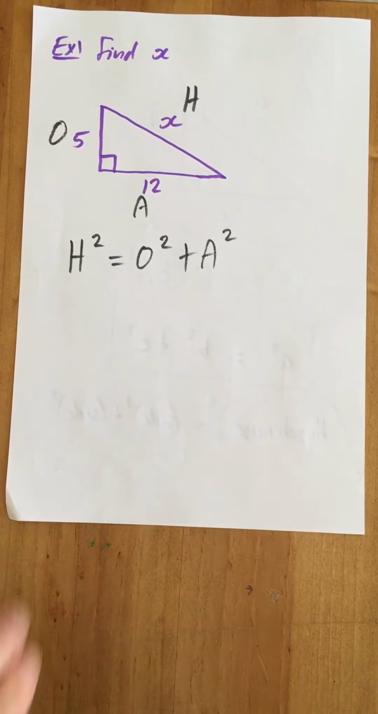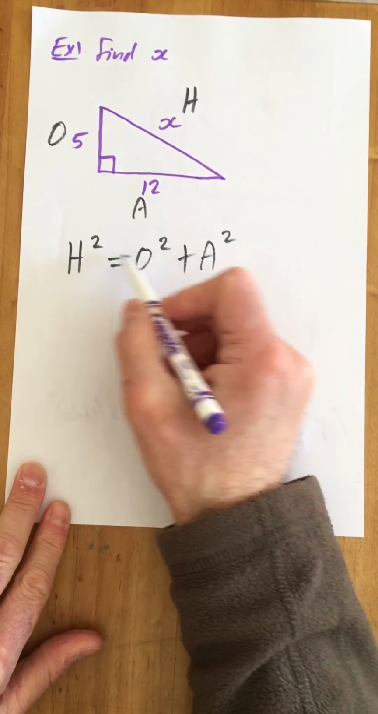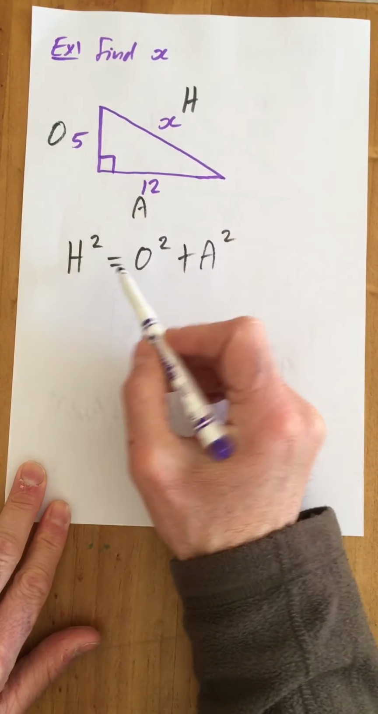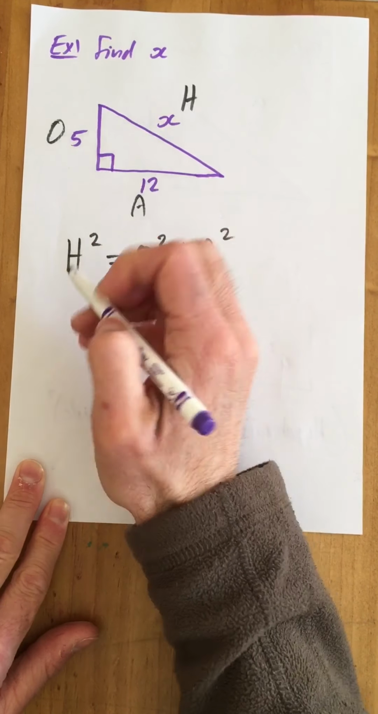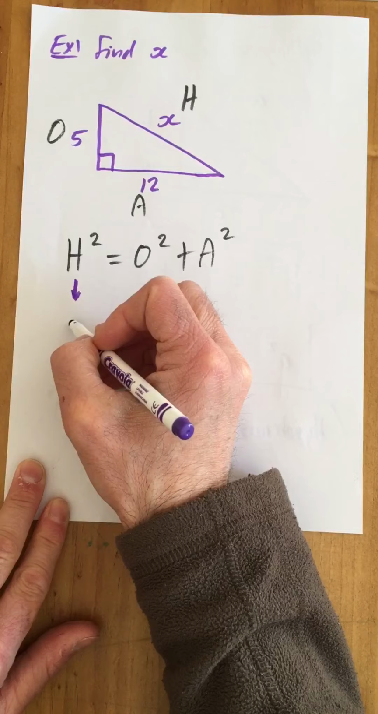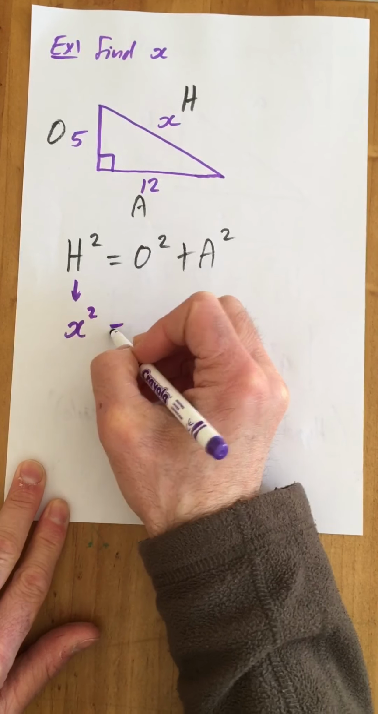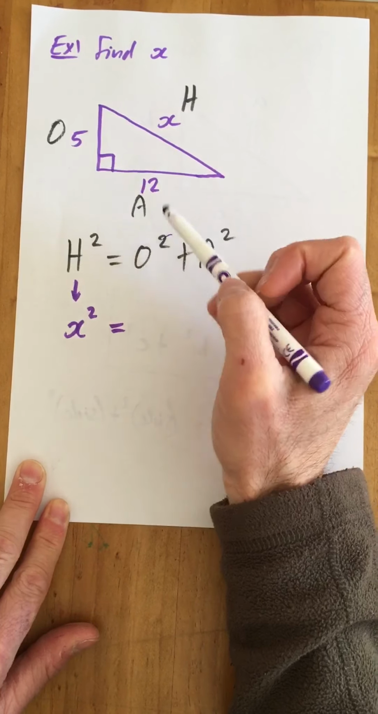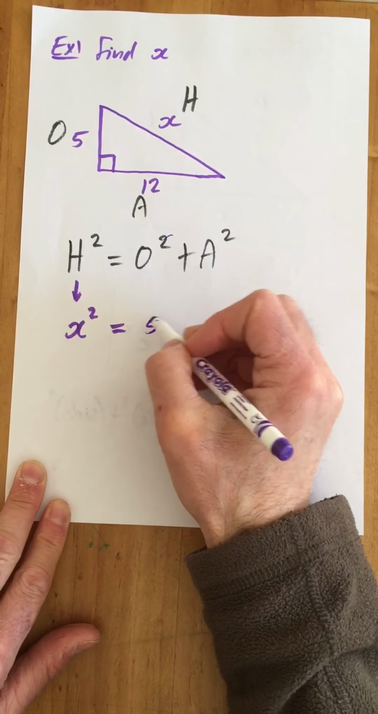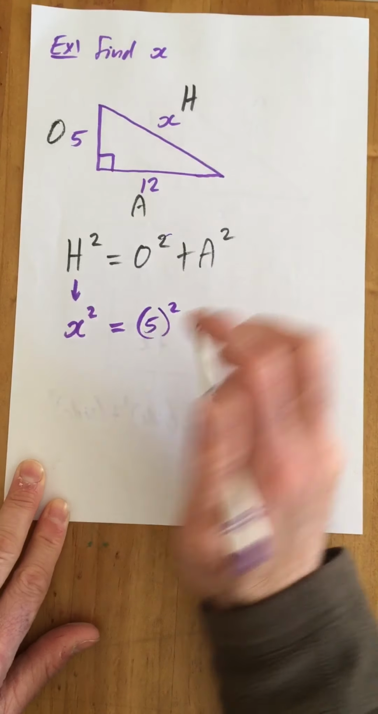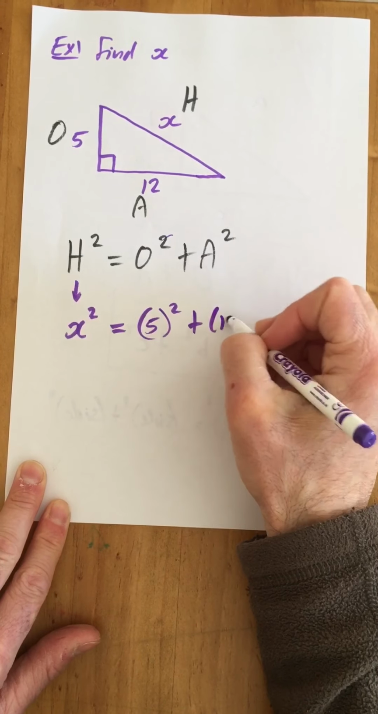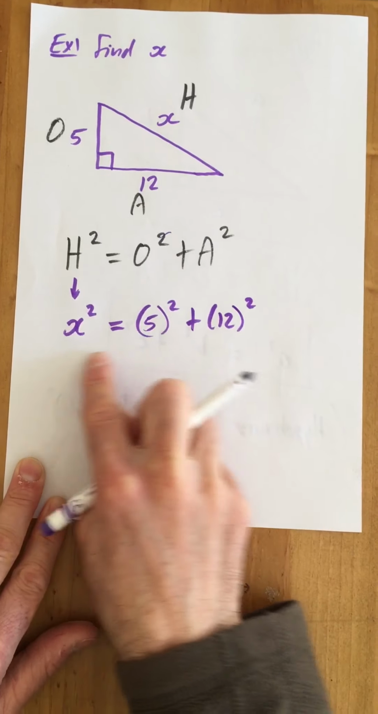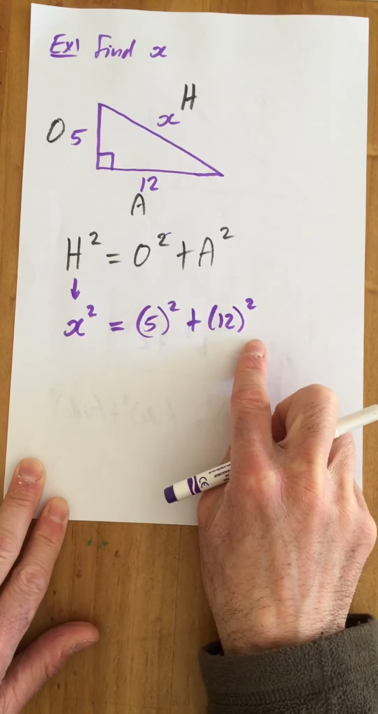So to use Pythagoras' theorem, all we simply do is sub in our numbers or letters into this formula here. So our h is what we're looking at. H is x. So instead of h squared, I have x squared is equal to. For O squared, I'm going to change it to 5 squared. And my adjacent A is 12, so it's 12 squared. And now I have an equation with just x's and numbers.